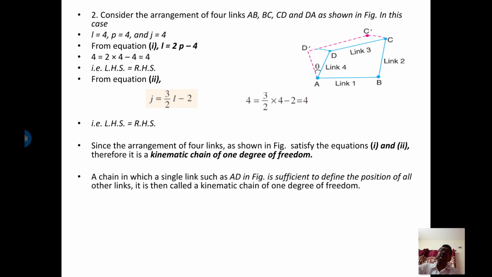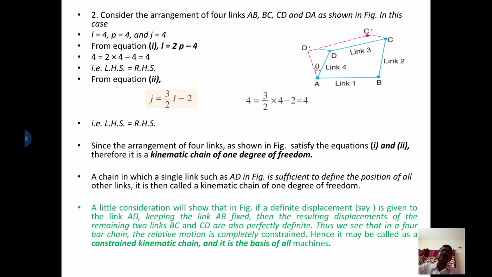Why are we calling it 1 degree of freedom? It means one input parameter is sufficient to know the positions of the other links. The other link positions can also be definite. A single link such as AD is sufficient to define the position of all the other links, then it is called a kinematic chain of 1 degree of freedom.